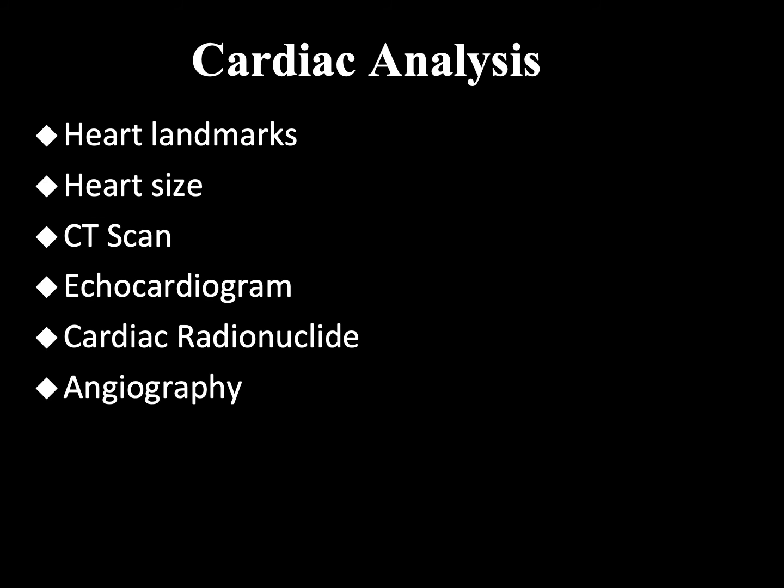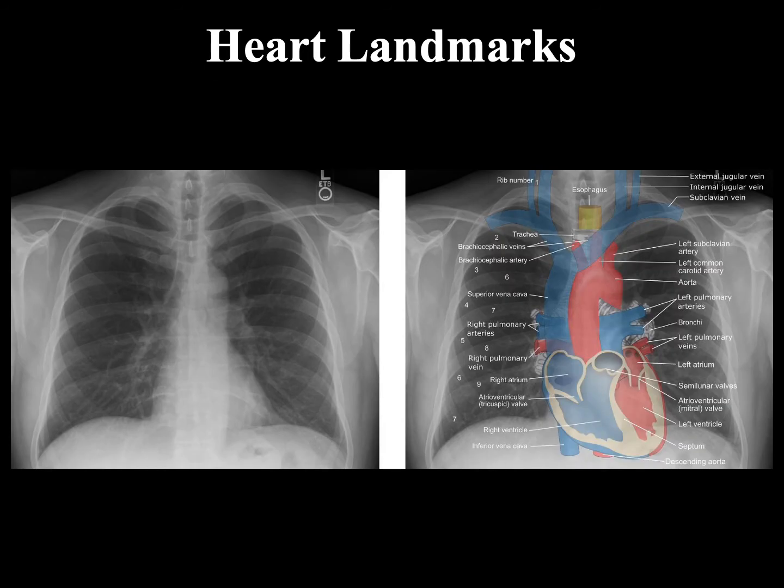So if we look at cardiac conditions in the chest x-ray, you're going to look at your heart landmarks, your size. We can look at our CT scan, echocardiograms, radionuclide testing, and then angiography. So as we go back and look at our heart landmarks, you see the right atrium, right ventricle. There's your left atrium, left ventricle. You see your aorta. You see your pulmonary veins coming in.